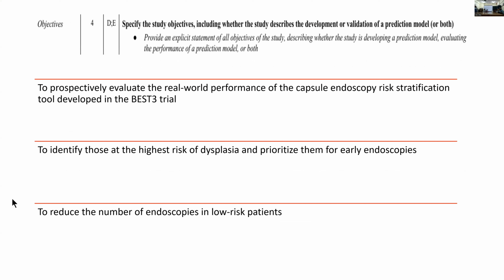The study objective was to prospectively evaluate the real-world performance of the capsule endoscopy risk stratification tool, which was previously developed based on the BEST-3 trial, to identify those at highest risk and prioritize them for early endoscopies. And in patients who were at low risk, we can reduce the number of screening endoscopies.